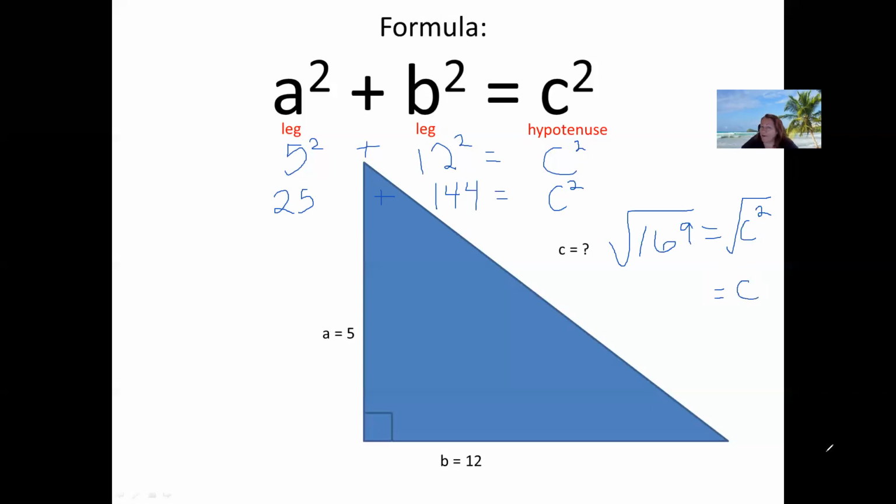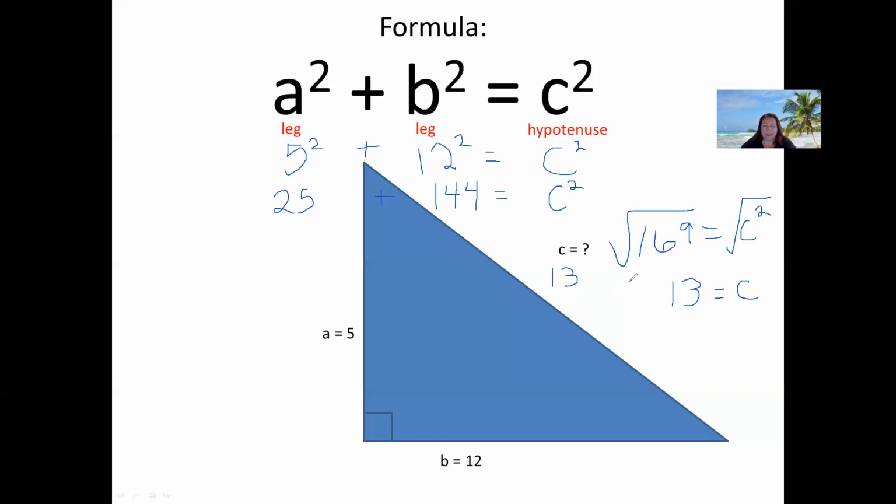Do you know the square root of 169? If you can use a calculator, you should be able to find it. Or you can think what times what equals 169. Well, 12 times 12 is 144. Maybe it's 13. If you have Alexa, you can ask her. Alexa, what's 13 times 13? 13 times 13 is 169. We found it. So the square root of 169 is 13. So that means that this side, the hypotenuse, is 13.